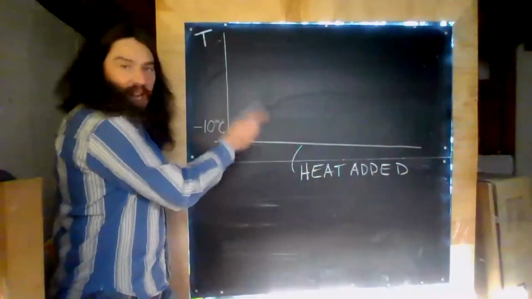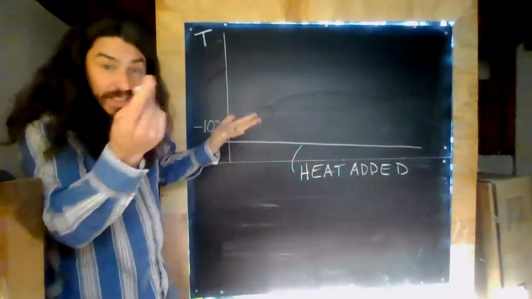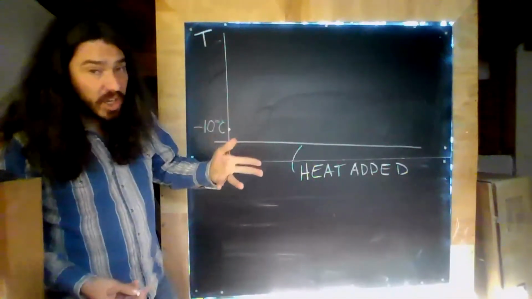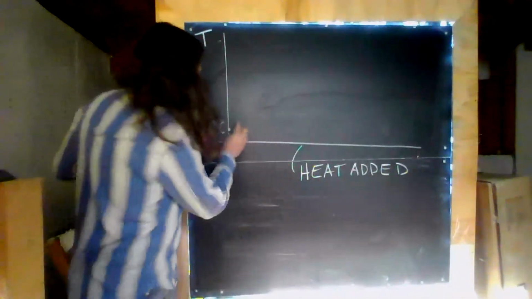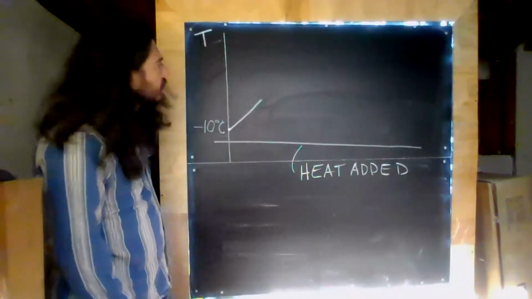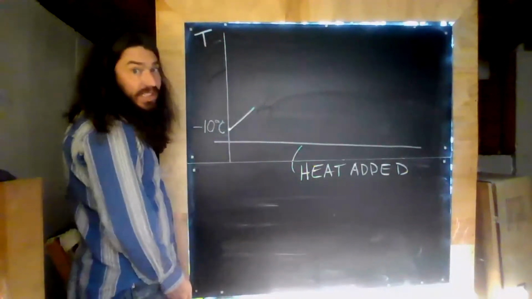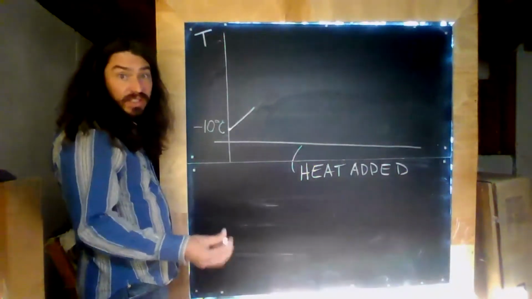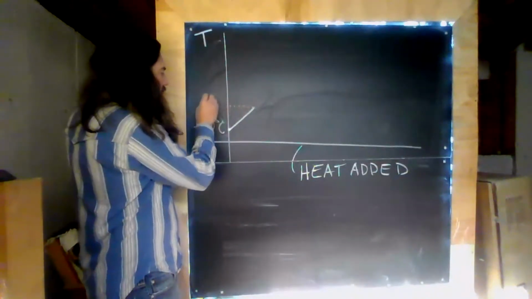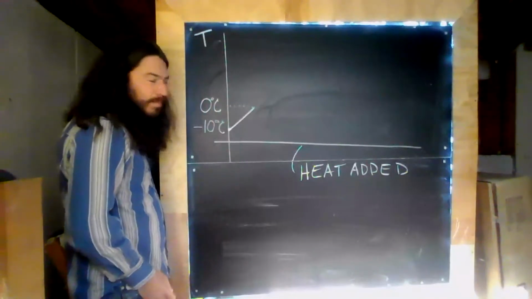Okay. And I add some heat to it. What's it going to do? It's going to warm up. It's going to increase in temperature. Okay. It's still going to be ice cube. It's going to increase in temperature, something like that. Until when? How long is that going to happen? Well, it's going to increase in temperature until it reaches the melting point of water. Where's that at? Well, that is at 0 degrees Celsius.